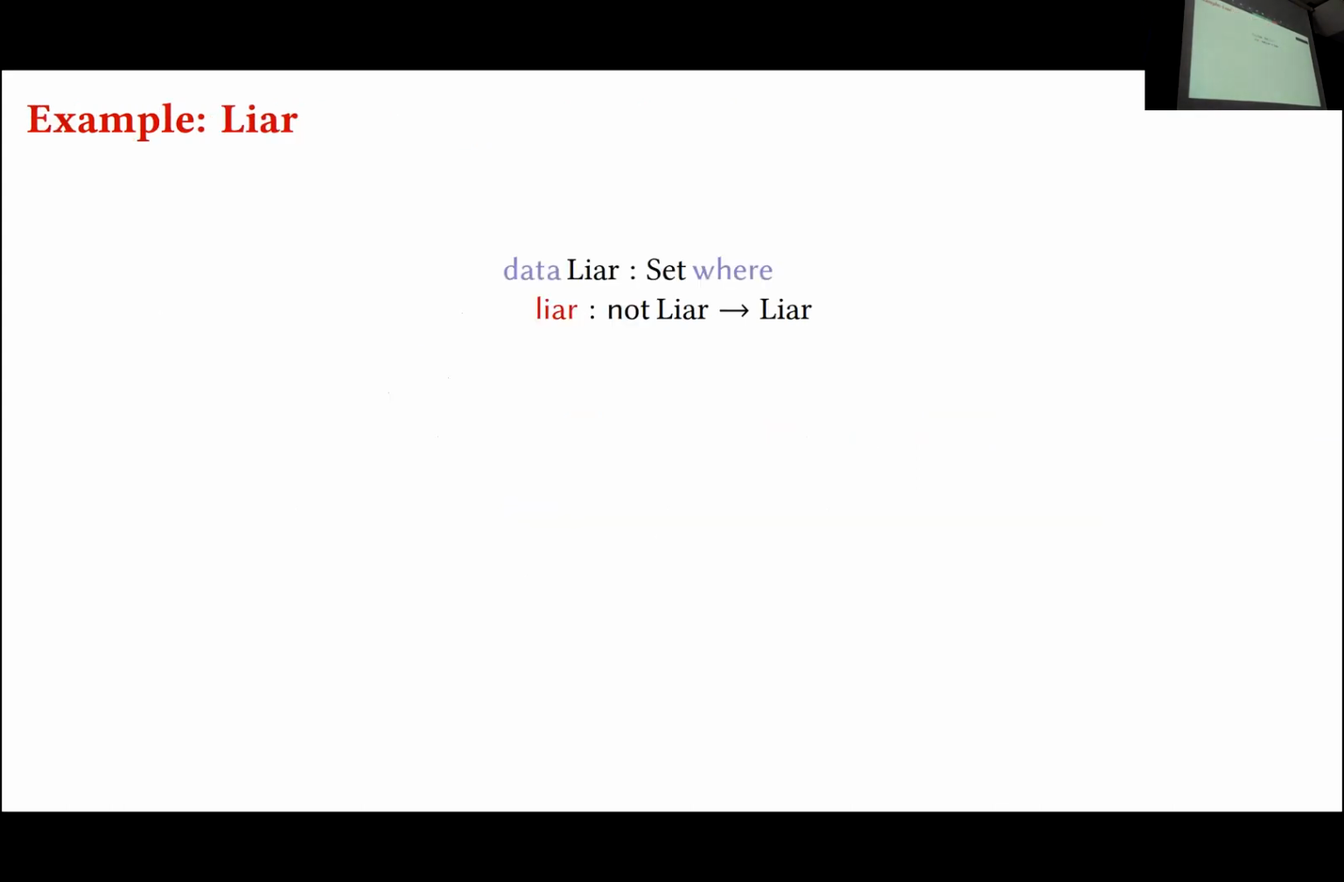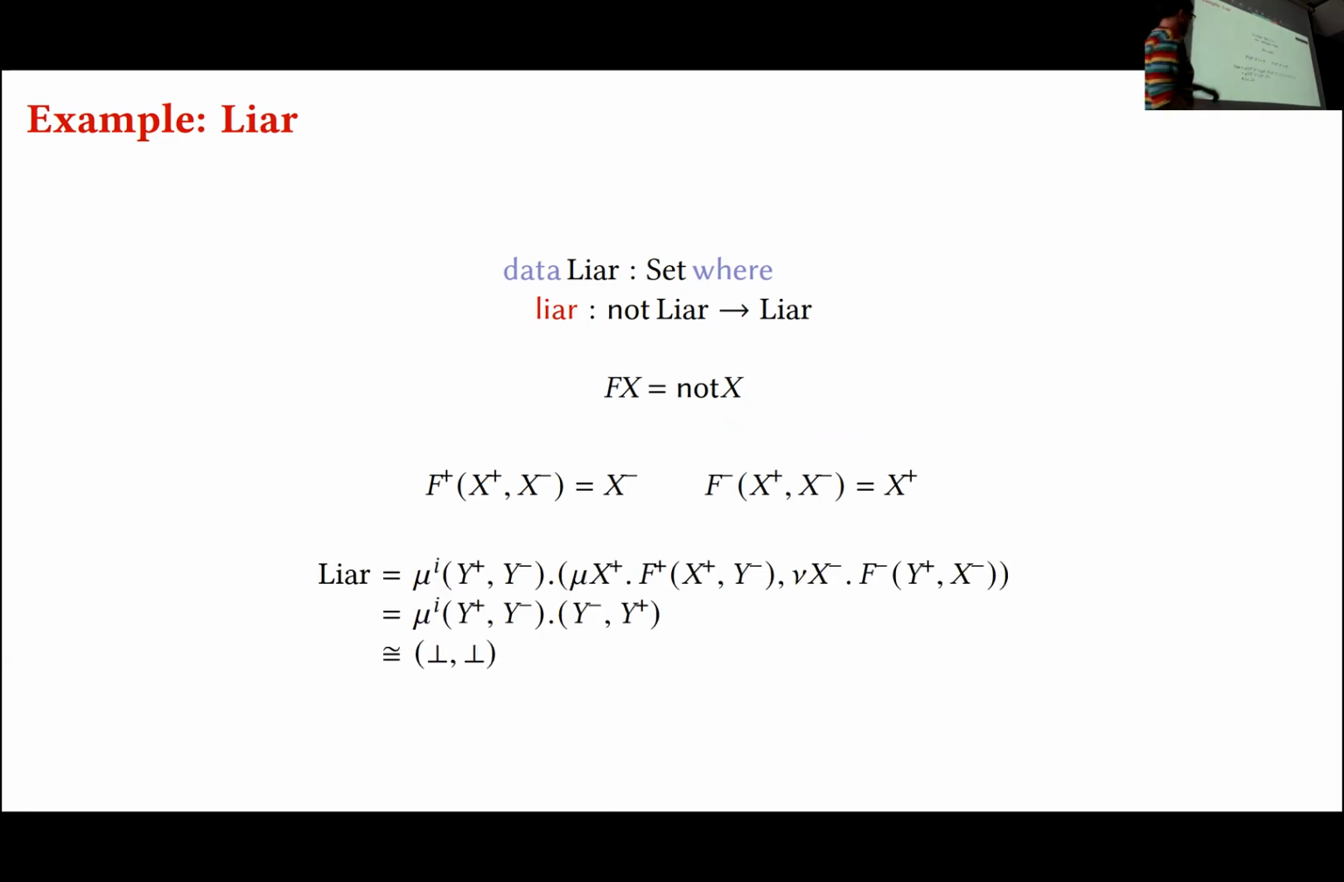So let's work through some examples. The liar example is perhaps the simplest one. As a functor, this is just going to be f of x equals not x, interpreted in these two connectives. So we can separate that out: f plus of x equals x minus, and f minus of x equals x plus. Once we compute through, it's going to be isomorphic to just bottom in both parts. So if this was a 3-valued semantics, this liar paradox would be given the indeterminate truth value. We can neither prove it, nor can we refute it, I think.